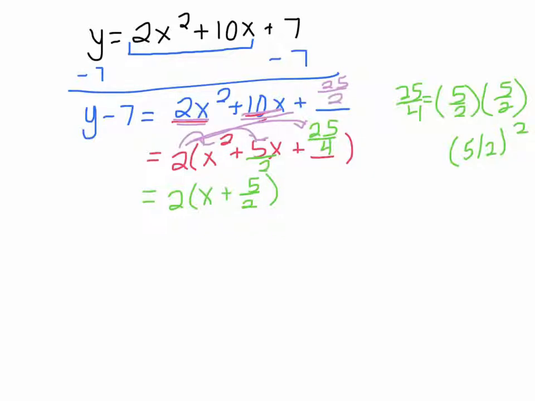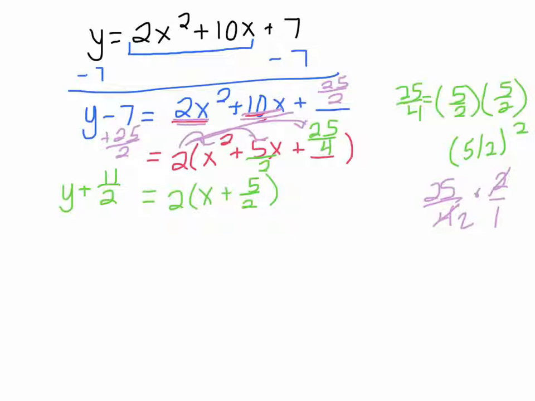Again, I can show you that off the side. 25 fourths times 2 over 1. 2 goes into 4 twice. So the top is 25, the bottom is 2. So what I added to the right hand side was 25 halves. So I'm going to add 25 halves to the left hand side. So when I add the left hand side, I get y plus 11 halves.